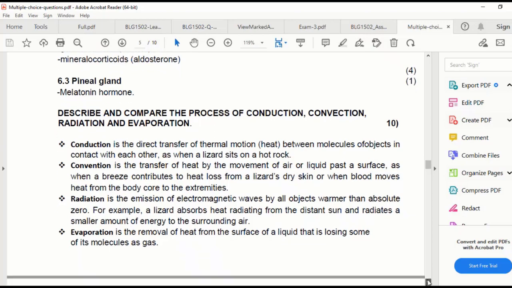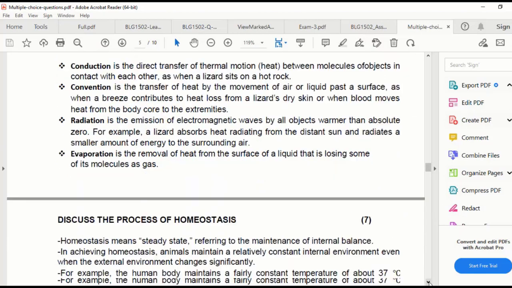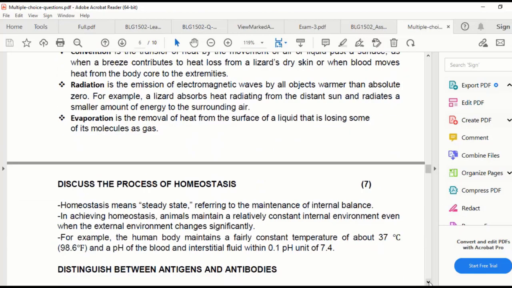Then another question will be, discuss the process of homeostasis. Anyone? 7 marks. So homeostasis means steady state. We talked about this previously: the maintenance of internal balance. In order to achieve homeostasis, animals maintain a relatively constant internal environment, even when the external environment changes significantly.